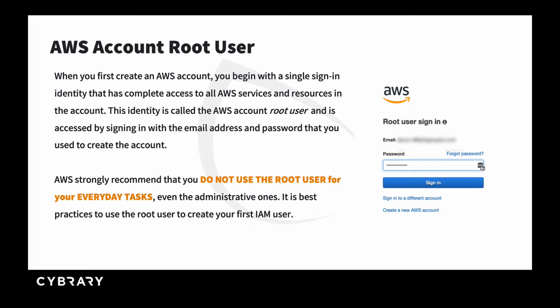When you first create your AWS account, you begin with a single sign-in identity that has complete access to all AWS services and resources in the account. This identity is called the AWS account root user, and it is accessed by signing in with the email address and the password that were used to create the account. AWS strongly recommends that you do not use the root user for your everyday tasks, even the administrative ones. It is best practice to use the root user to create your first IAM user.